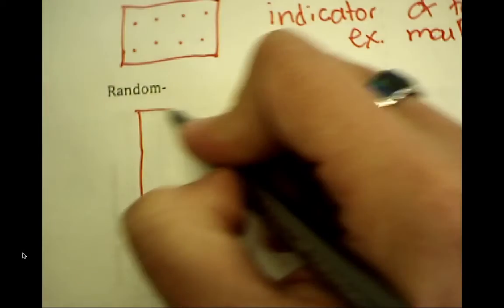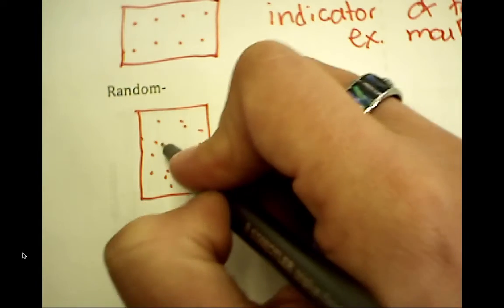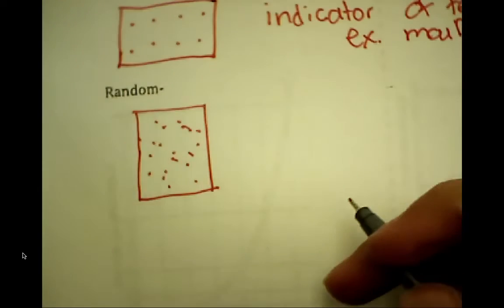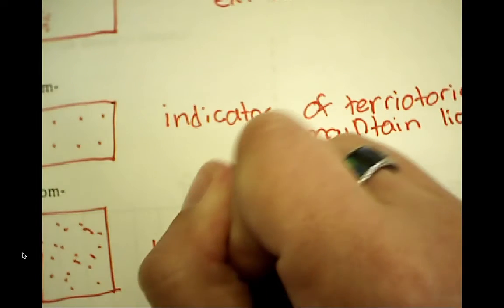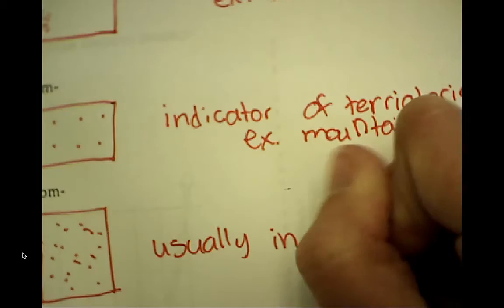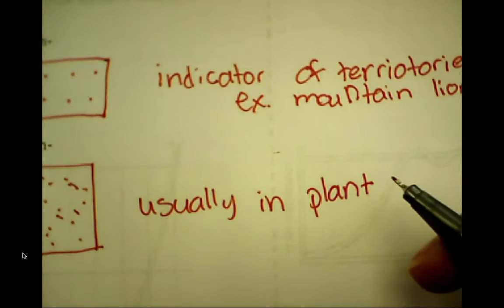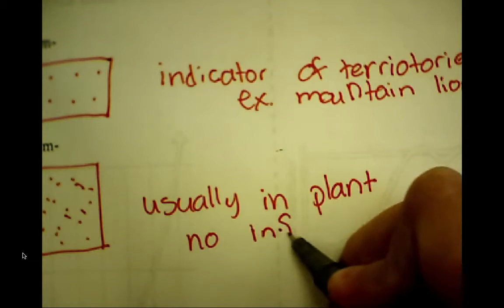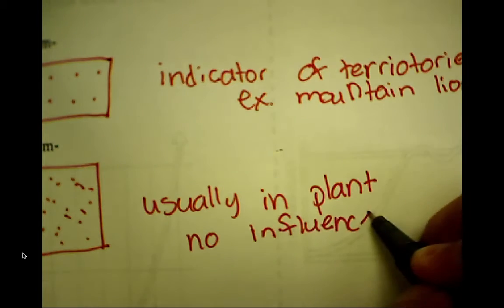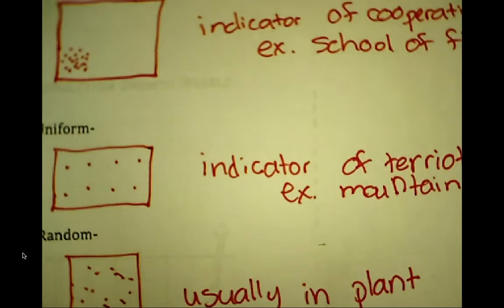And then the last one is random. It's like nothing. There's no pattern. There's no rhyme or reason. They're just whatever. They're wherever. A lot of plants that are wind dispersed are like this because it's just random, okay? It's usually in plants. And really the other thing about a random dispersion pattern is that there's really no influence. There's no competition or cooperation or anything like that. Okay, there's nothing influencing that pattern of dispersion.